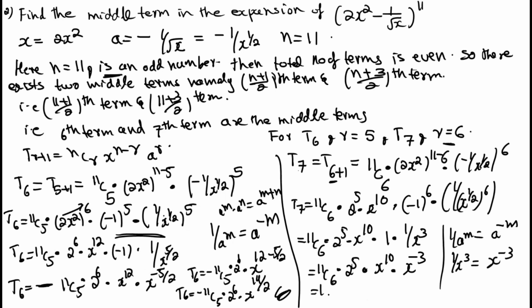In the last step, 11C6 into 2^5 into x^10 into x^(-3). a^m into a^n is a^(m+n). Here, x^10 into x^(-3), x^(10-3), is equal to x^7. So the middle terms are minus 11C5 into 2^6 into x^(19/2) and 11C6 into 2^5 into x^7. This is how to calculate the middle terms if the index is odd.